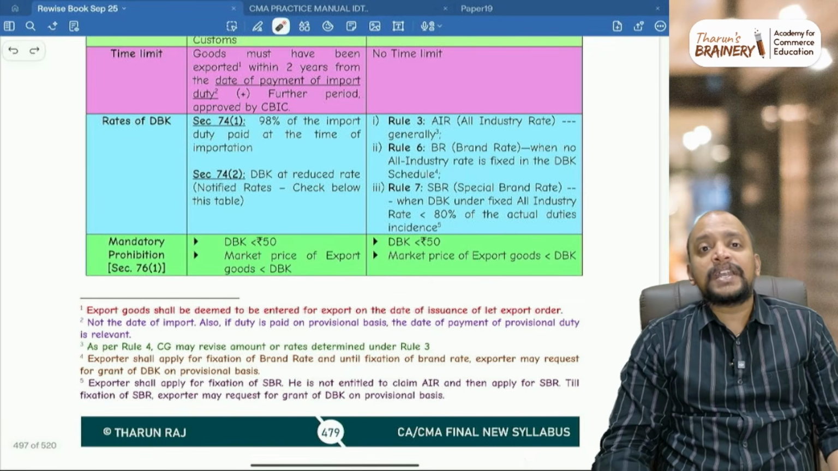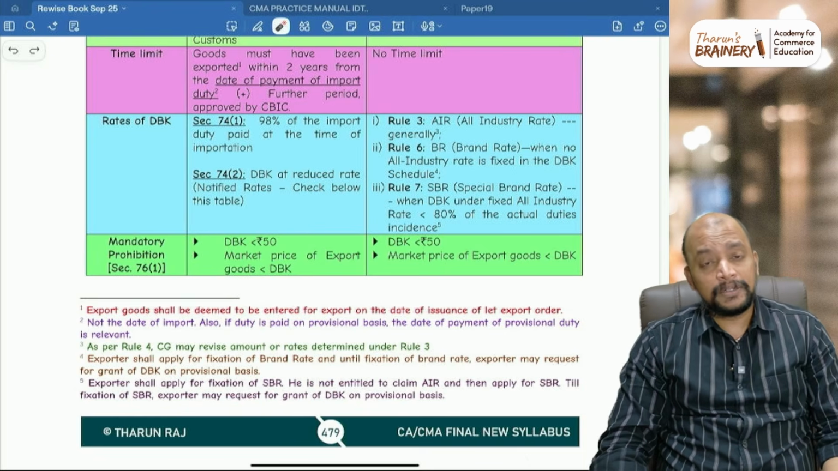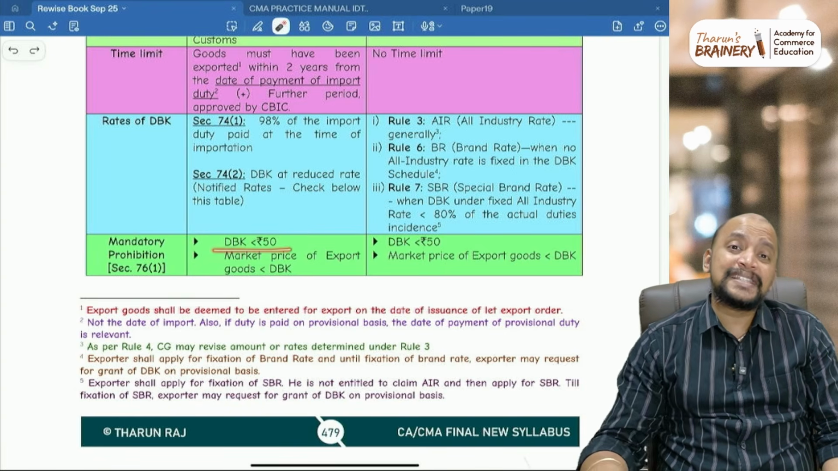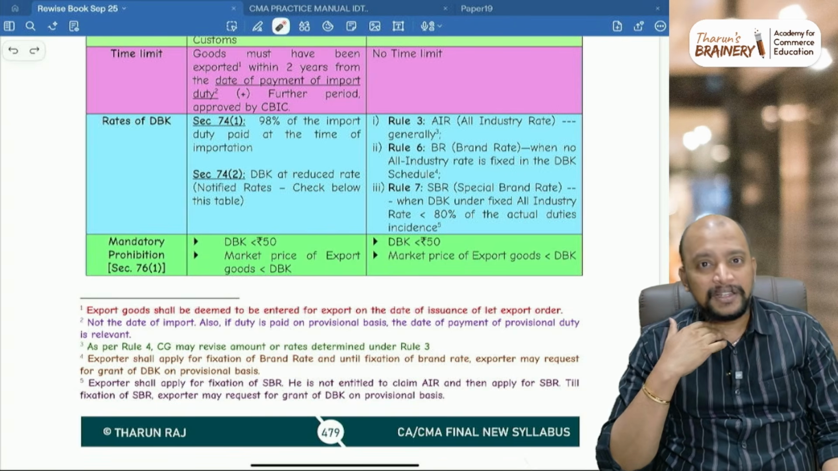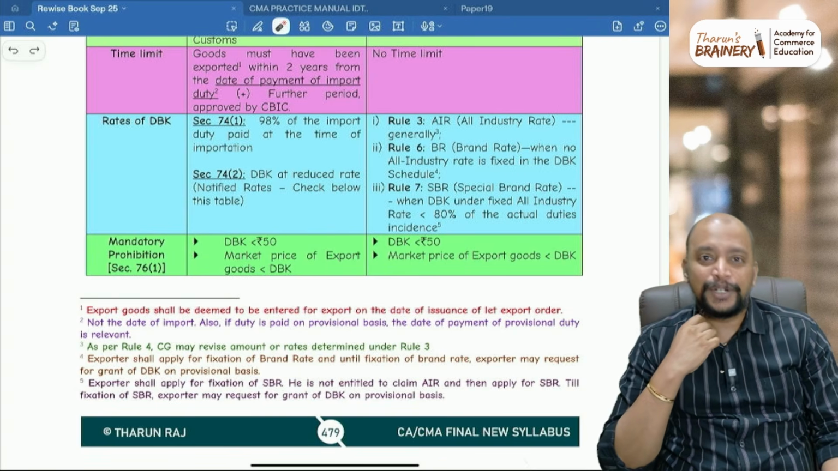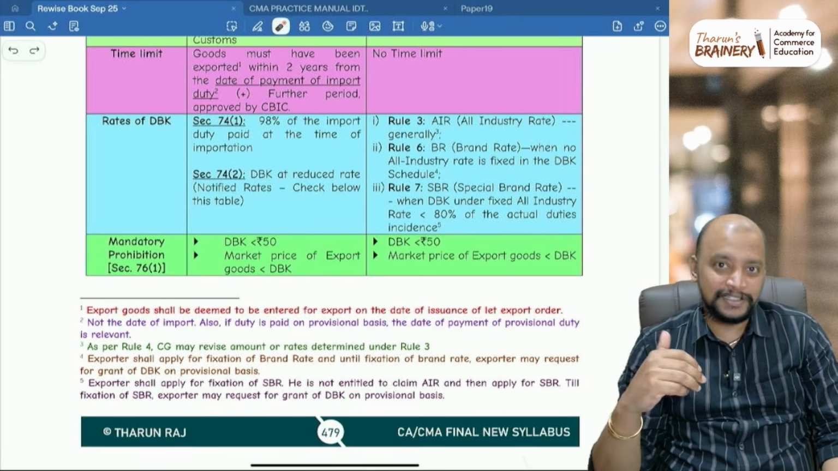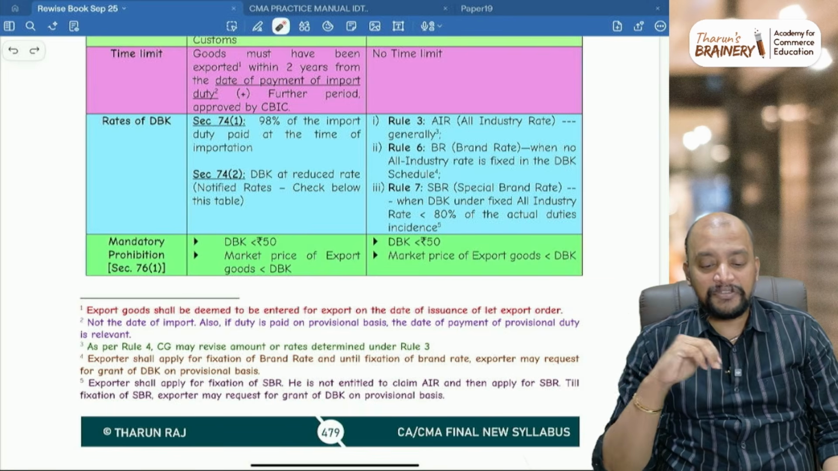Then mandatory prohibition. In some cases, duty drawback is not possible. What is that? If the amount of duty drawback is less than 50 rupees. So less than 50 rupees, you will not get duty drawback. Even we will also not claim the duty drawback. Okay, enjoy, gift to you, sir. So therefore we will also not take that. Duty drawback less than 50.